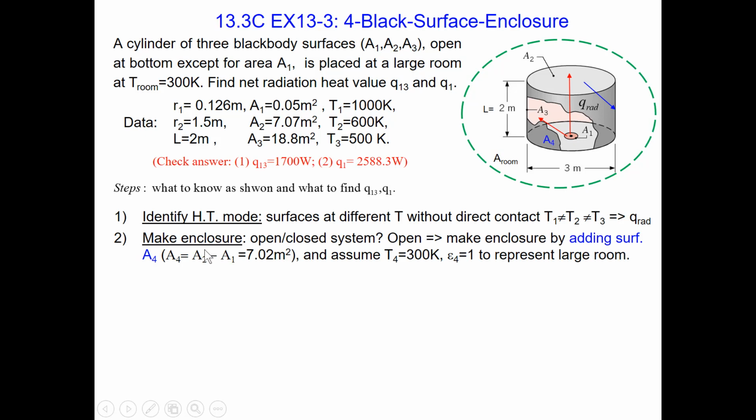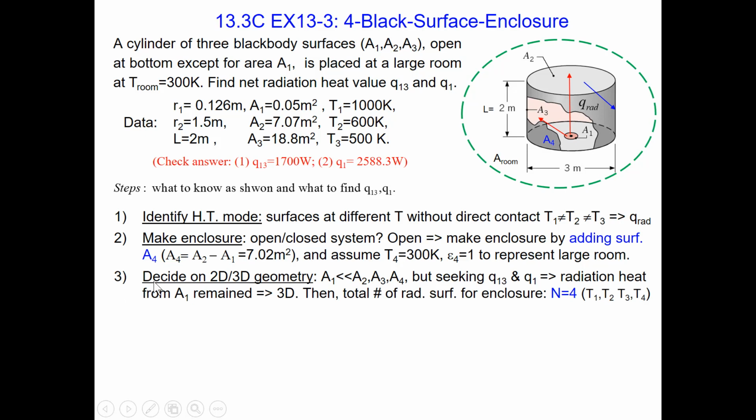Step 2. Make enclosure. Since our system is open at the bottom, we make an enclosure by adding the surface A4 and assume the surface temperature is 300 Kelvin and emissivity of 1 to represent the large room. Now the system is closed.